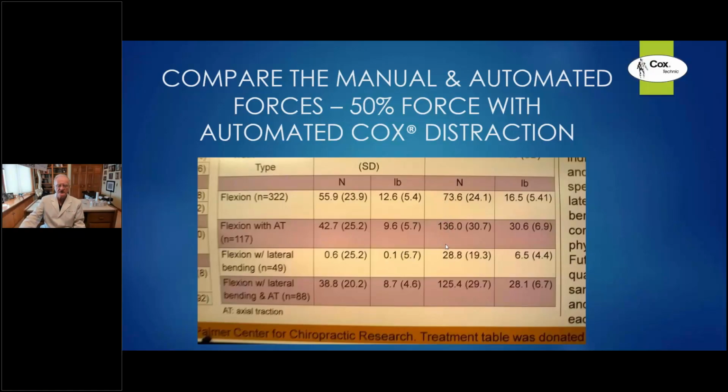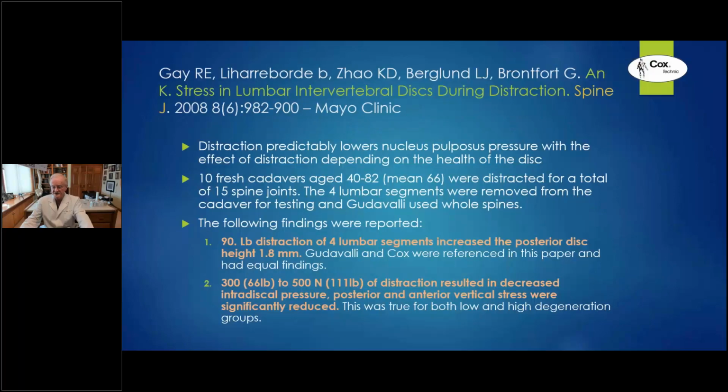a force of manually applied here of 12.6. When you do automated, 16.5. Here at flexion with automated distraction, we get 9.6, but then it goes to 30.6 pounds. So when we start, we use low force. As we move into automated, realizing it is a much higher force, we tolerance test the patient's tolerance carefully.